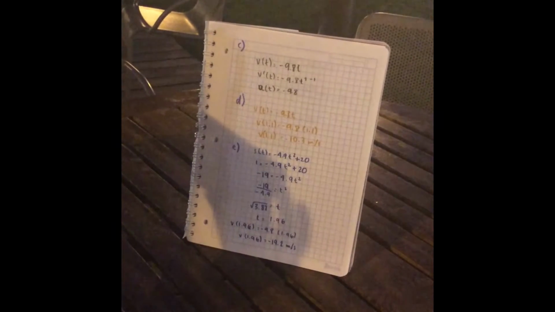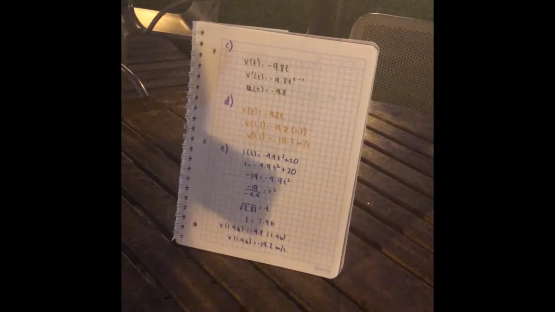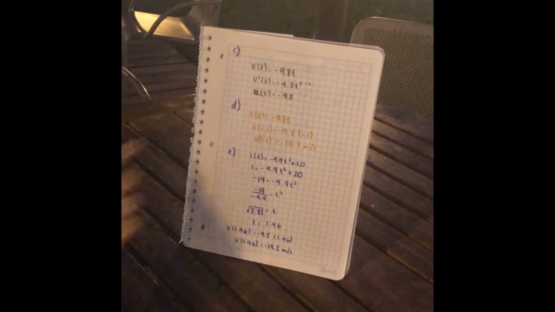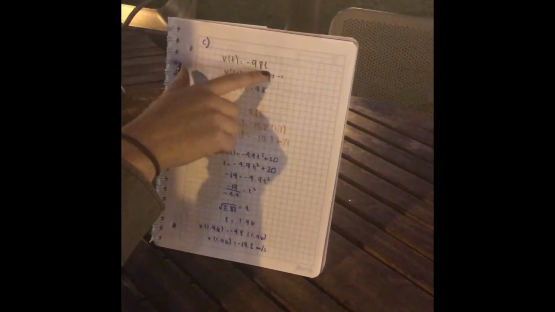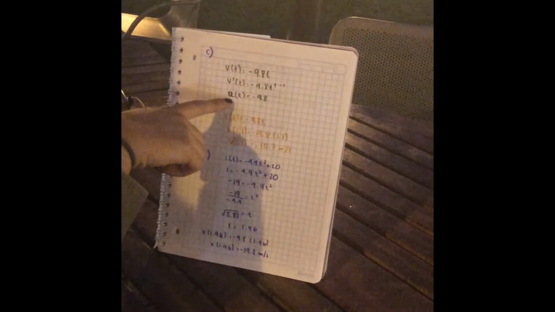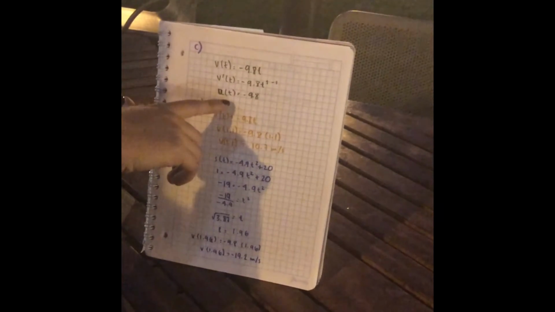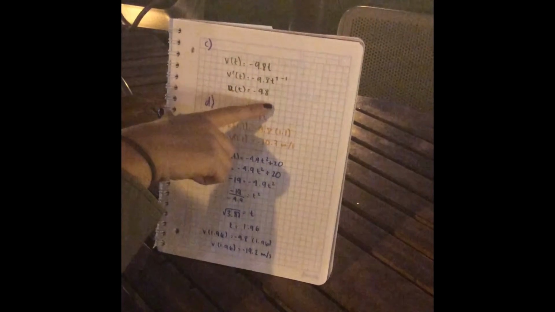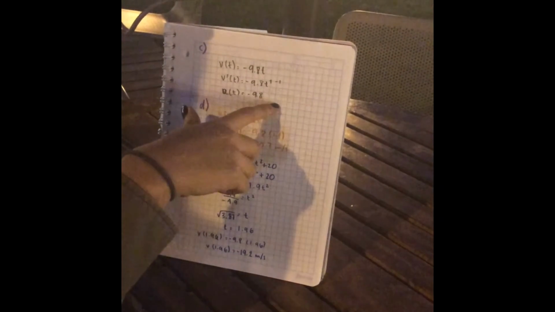Then we were asked to find the acceleration function by using differentiation rules, and this was our velocity function we derived, and the acceleration function is a(t) equals minus 9.8 meters per second squared.